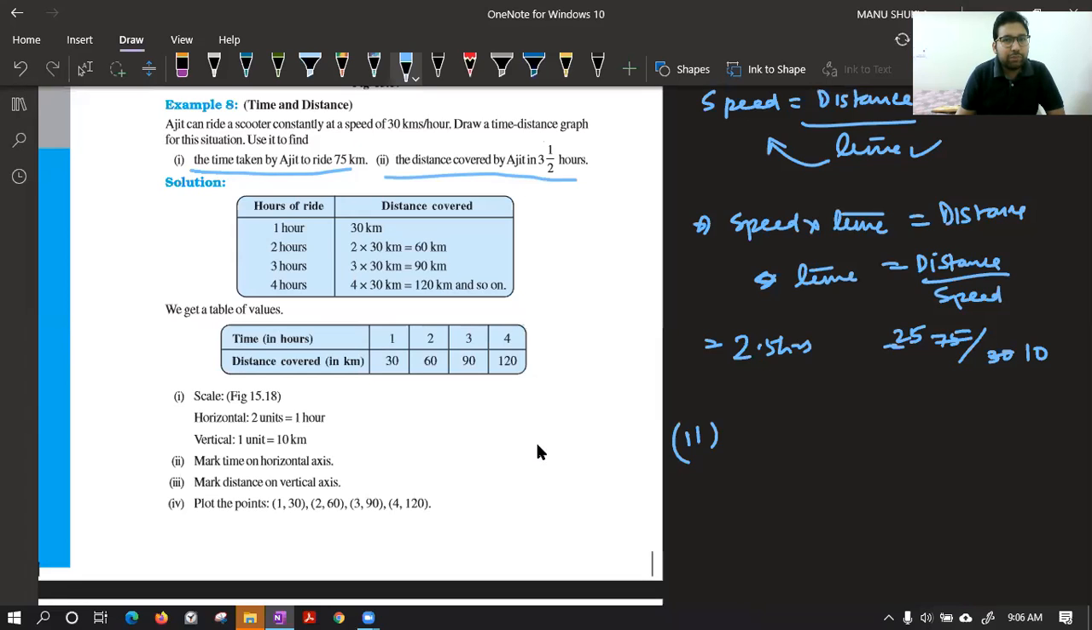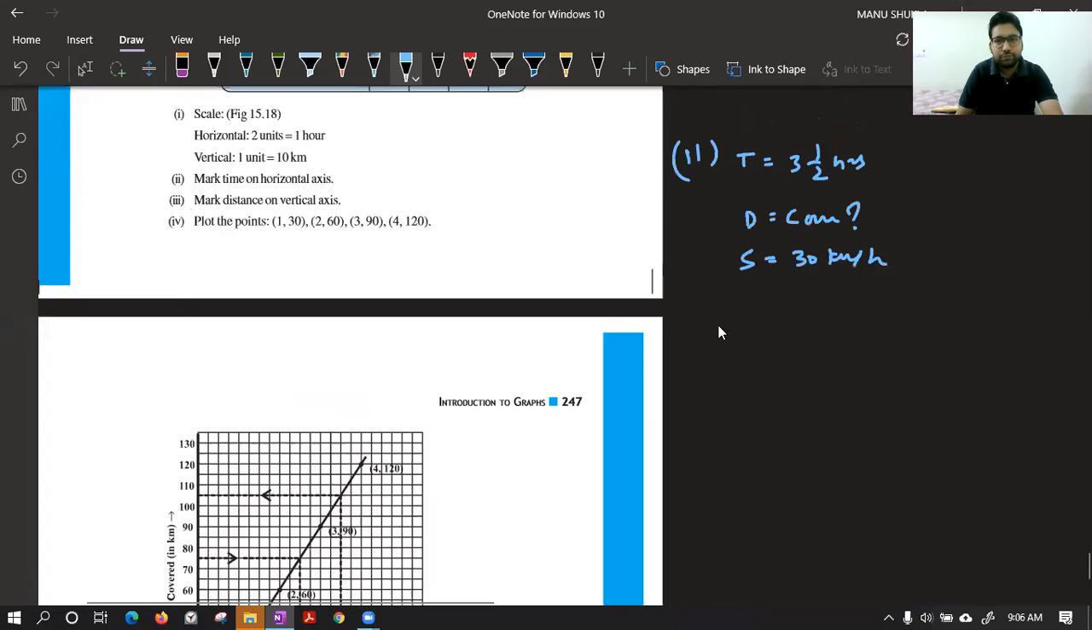So the distance covered by Ajit in 3 by 2, or 3.5 hours. If time is 3.5 hours, we want to find the distance covered. We know the speed is constant, 30 kilometer per hour. So we will use the same formula, but this time we will isolate the distance. Distance will be speed into time. Just put the values: speed is 30 kilometer per hour into time is 3.5 hours. Because time is in hours and speed is in kilometer per hour, we can directly multiply them.